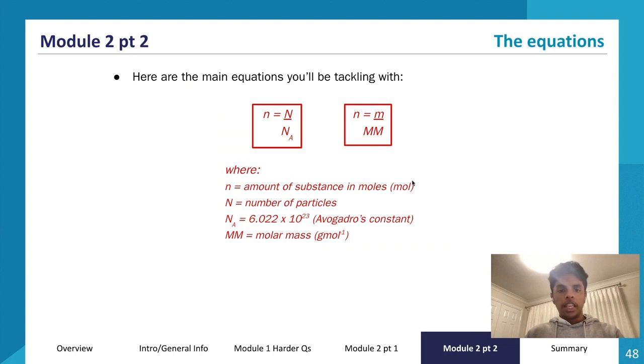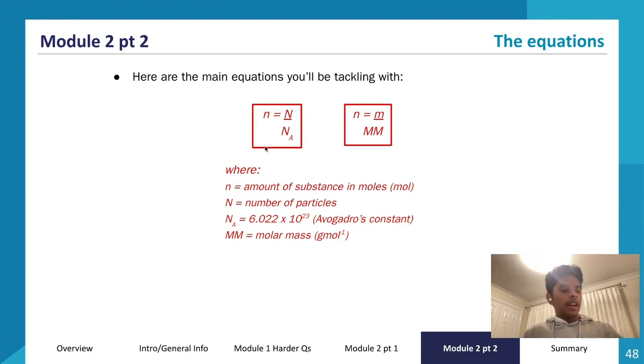Let's go through the equations that we'll be using. The main equation is n, simple n, which is equal to moles, is equal to capital N, the number of particles, divided by N subscript A. So N_A is Avogadro's constant. What is Avogadro's constant? 6.022 times 10 to the power of 23. If you pull up your chemistry data sheet, Avogadro's constant should be present there. So this is one equation.